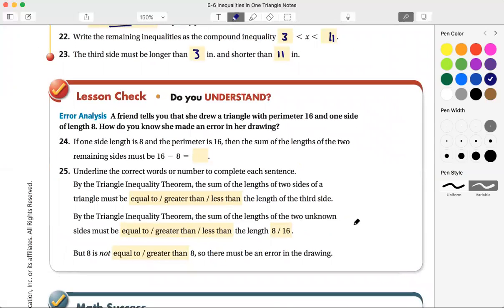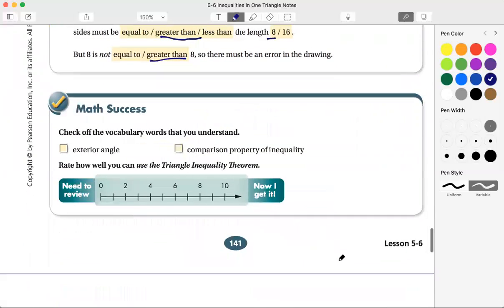Okay. A friend tells you that she drew a triangle with a perimeter of 16 and one side of length 8. How do you know she made an error in her drawing? Well, if one side length is 8 and the perimeter is 16, then the sum of the lengths of the two remaining sides must be 8. Underline the correct words of the statement. By the triangle inequality theorem, the sum of the lengths of two sides of a triangle must be greater than the length of the third side. So the sum of the lengths of the two unknown sides must be greater than the length 8. But 8 is not greater than 8, so there must be an error in the drawing. And that's the end of this section.